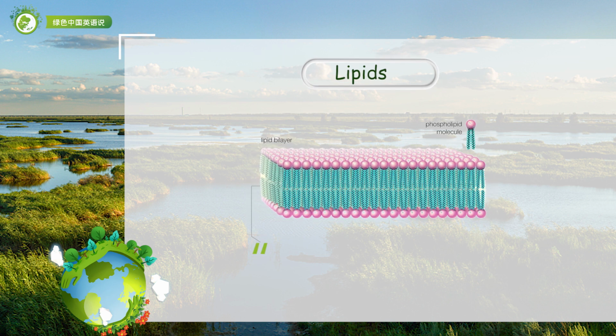You might be familiar with fat, and fat is a type of lipid. Here the picture shows you a phospholipid bilayer. It is the outer boundary of the cells. So the basic unit of life, cells, are made from lipids.